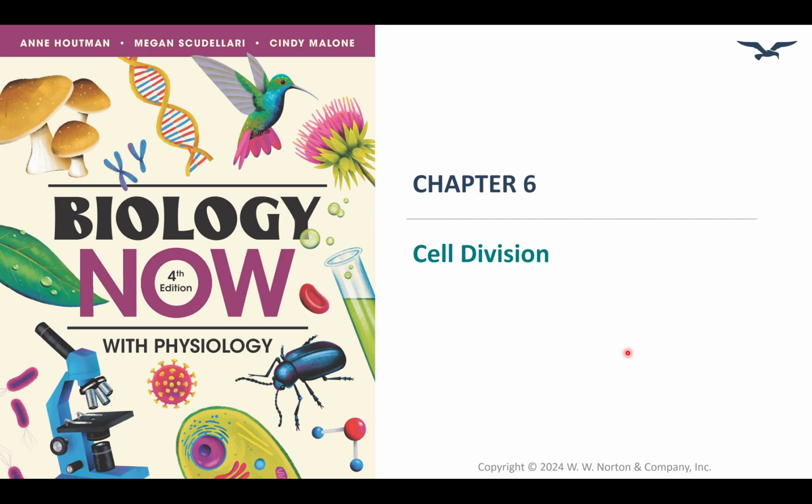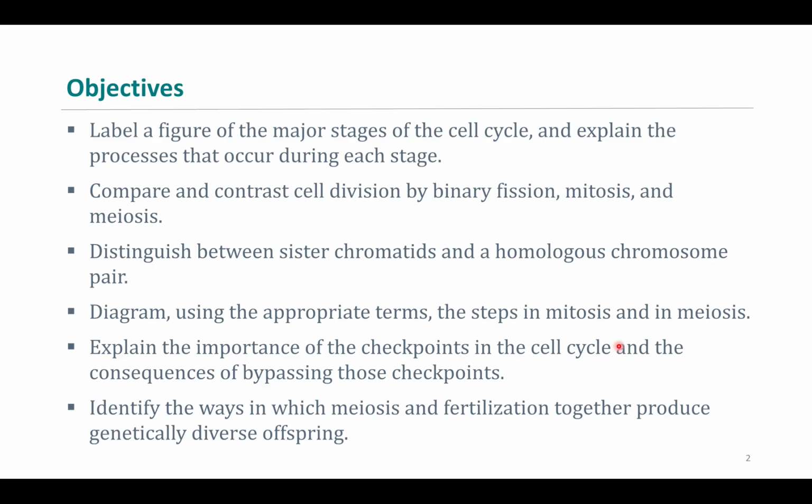Chapter 6, Cell Division. These are the objectives. In this chapter we are going to focus on the cell cycle, and we're going to learn the different stages in the cell cycle. Then we're going to discuss different types of cell cycle we can see in prokaryotes and eukaryotes.